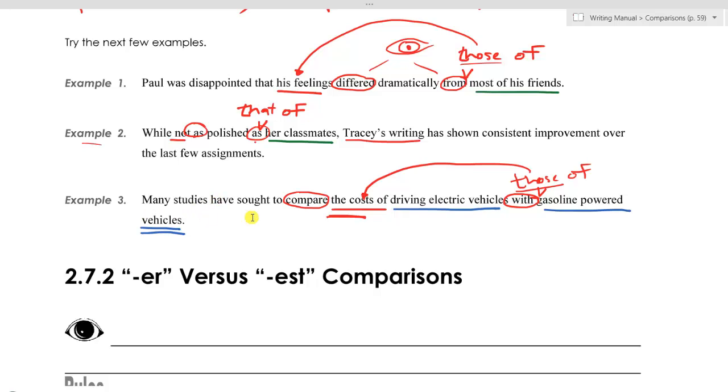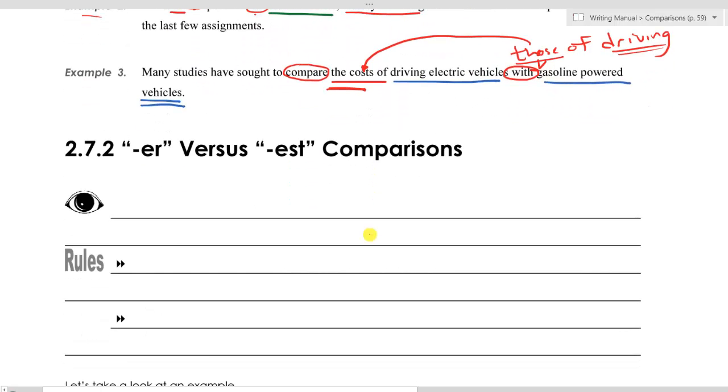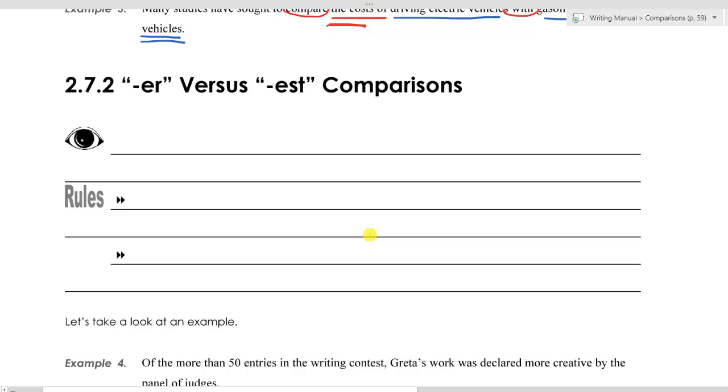One more note on example 3. Technically, to make this completely parallel, you probably also want to throw in a "driving" here before gasoline-powered vehicles, so that you have the costs of driving parallel to those of driving gasoline-powered vehicles. To be perfectly clear and parallel, technically you should have a "driving" in there. The main issue is spotting that unclear comparison, but you probably want to throw that "driving" in there as well.